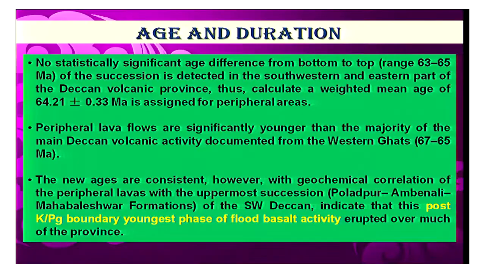So, what is the outcome of age and duration? No statistically significant age difference is obtained from bottom to top, almost 3.5 kilometer or 2.5 kilometer, or in some other section, you do not find much significant age difference. What does it mean? It means that Deccan volcanic duration was very short. You get 66 million years, constantly from bottom to top.